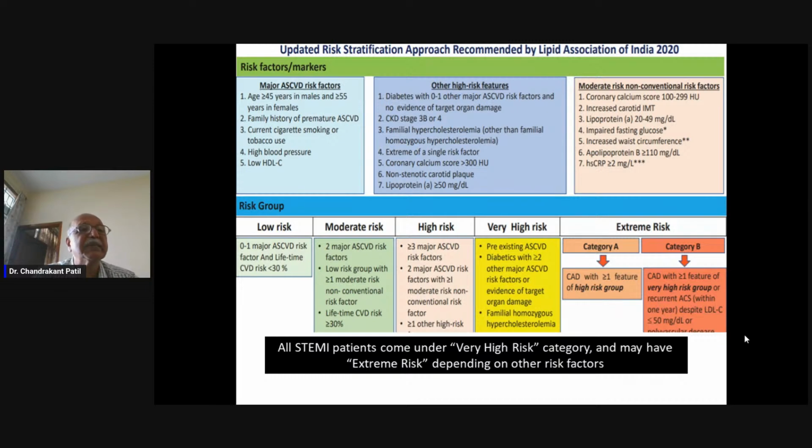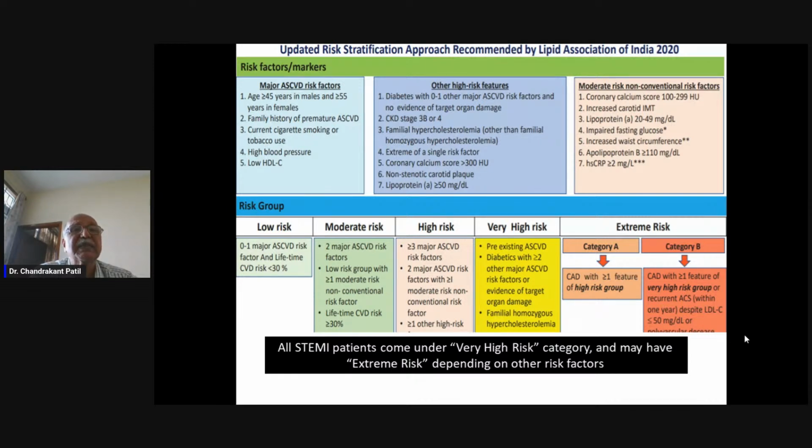Apart from that, current cigarette smoking or tobacco use of any kind is a major risk factor. High blood pressure, anything more than 140/90, especially 180/110, is high risk. And low HDLC. HDLC is the good cholesterol. If it is low, it can only be increased with good habits like walking regularly, maintaining body weight, as well as diet. Other high risk features for developing CAD include diabetes.